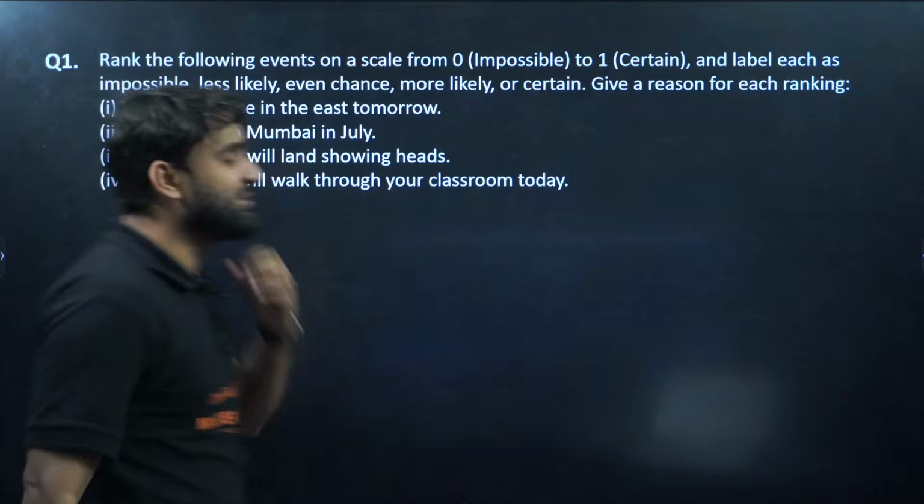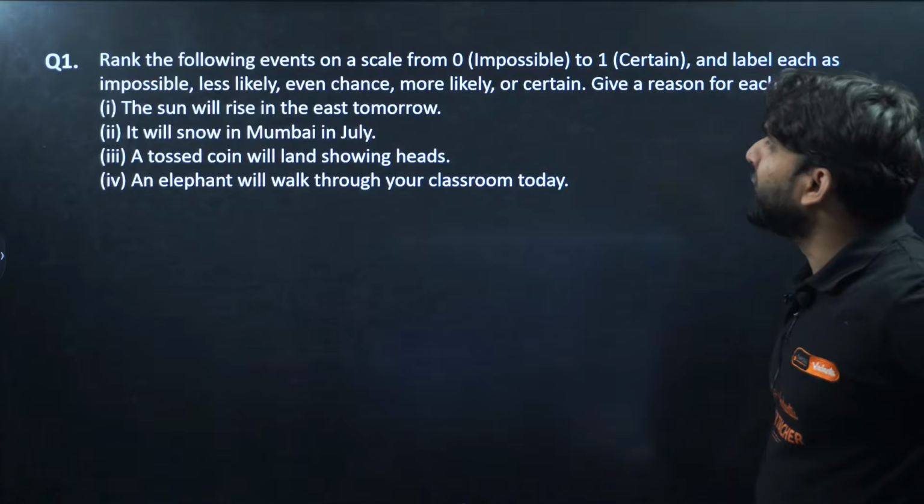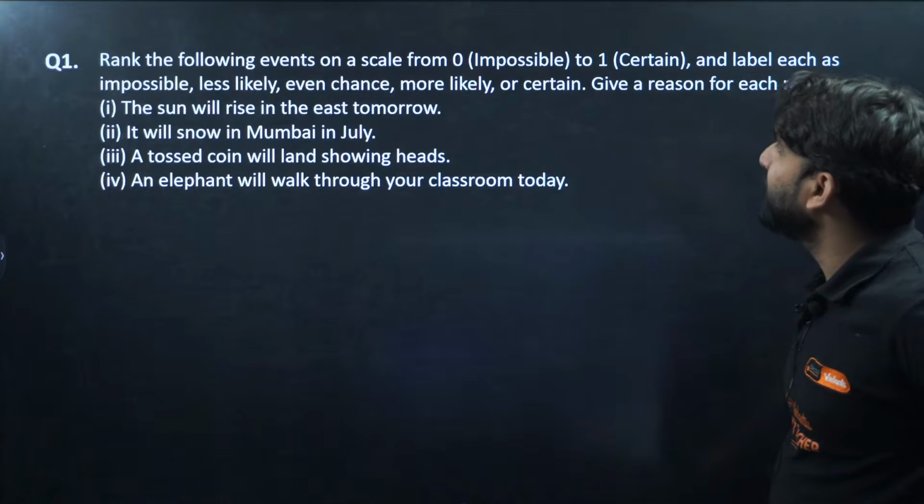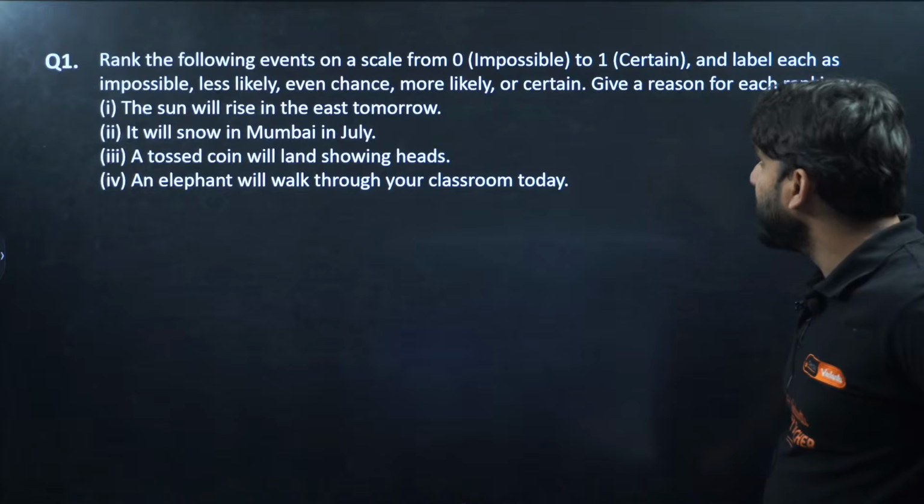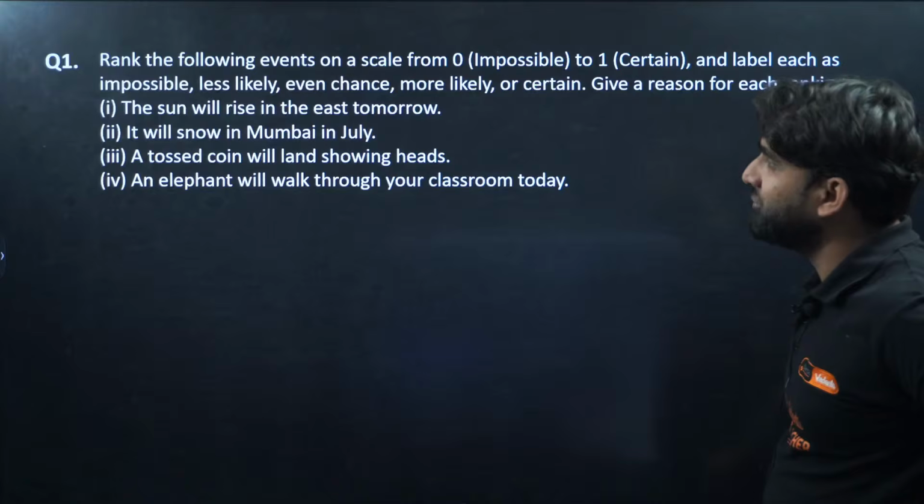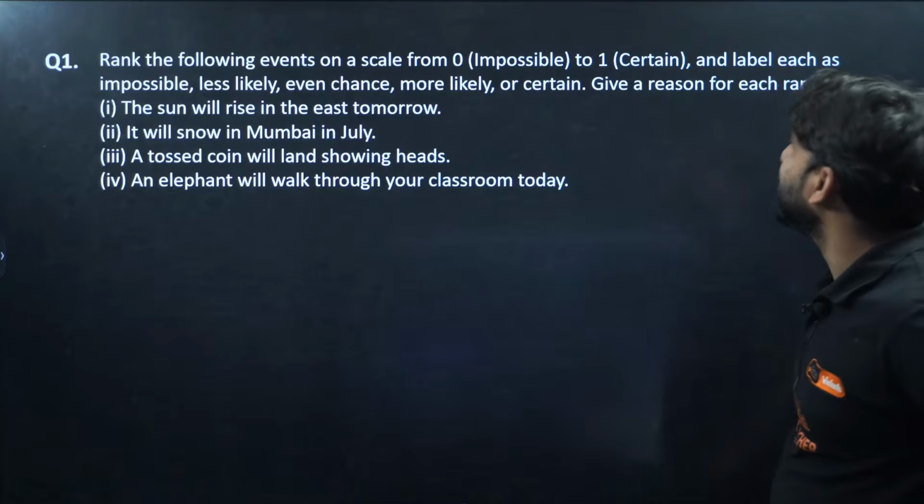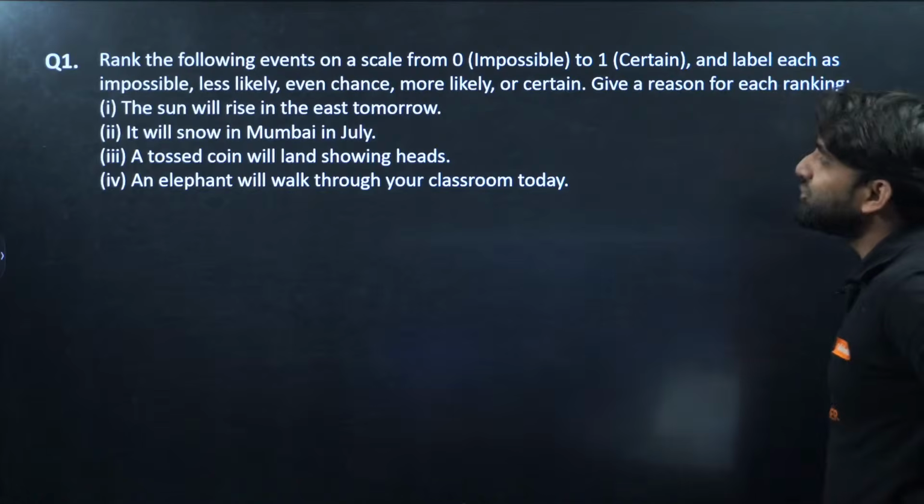Okay, so look at the first question. Rank the following events on a scale from 0 to 1 and label each as impossible, less likely, even chance, more likely or certain. Give a reason for each ranking.